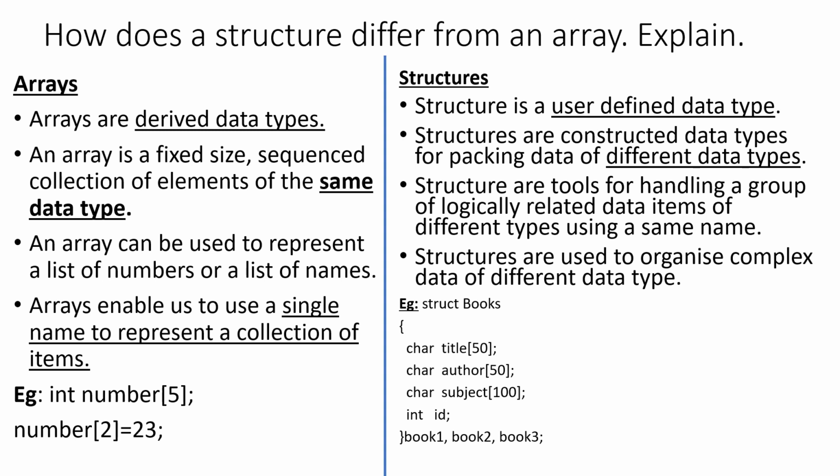Structures are used to organize complex data of different data types, but in arrays it is all of the same data type. Arrays enable us to use a single name to represent a collection of items, while structures are used to organize complex data of different data types.